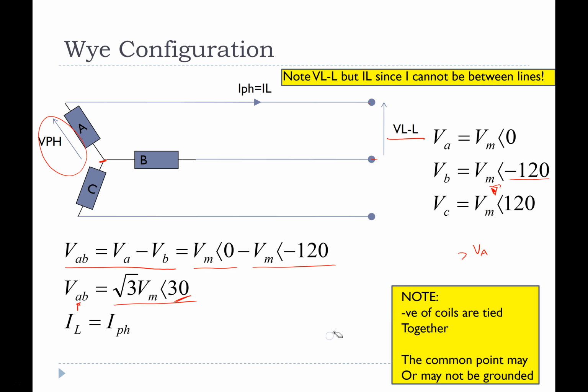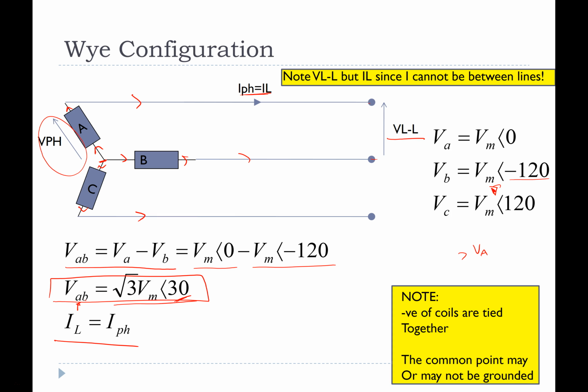The other thing to note here is that I phase is the same as I line, because the current I phase is the current that comes through the phases, and you could see it's just in series with I line, so it doesn't change. I line is equal to I phase, and V line to line is √3 the magnitude of V phase shifted by 30 degrees.